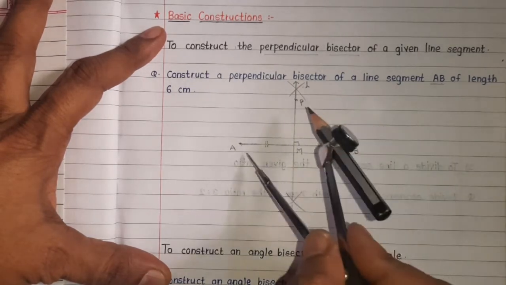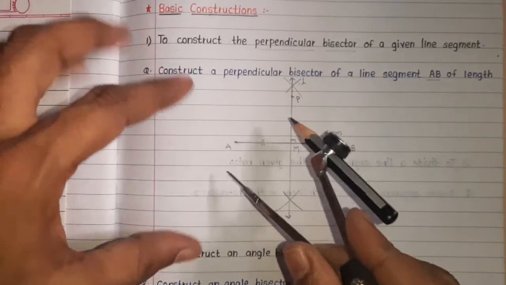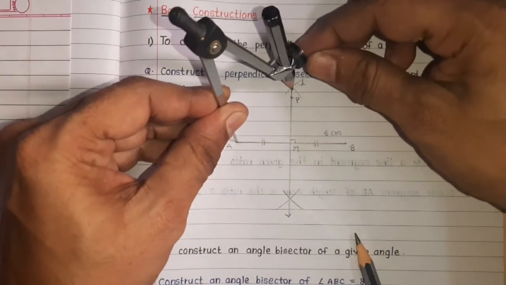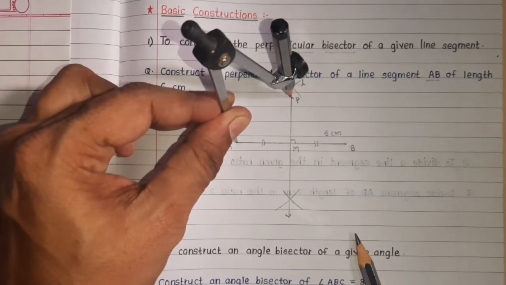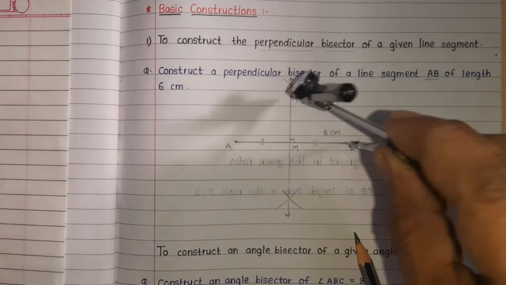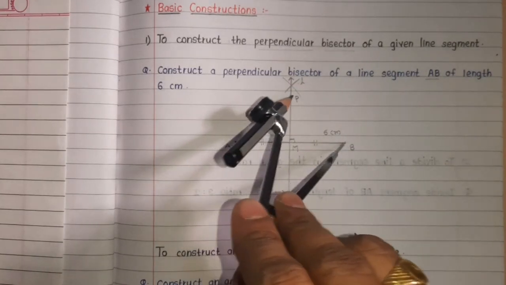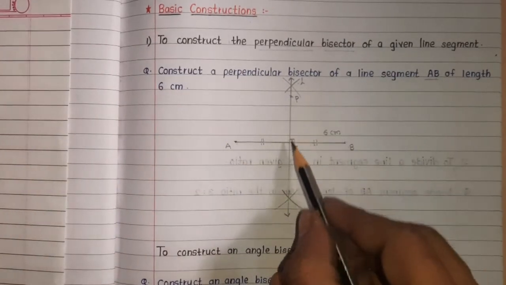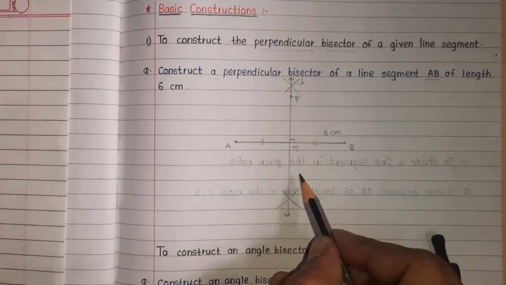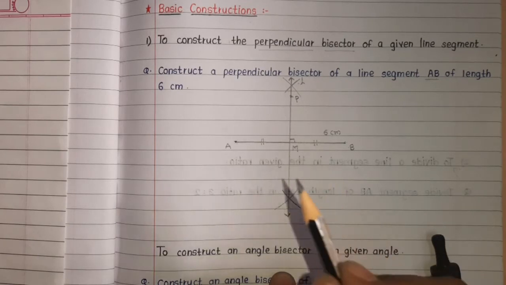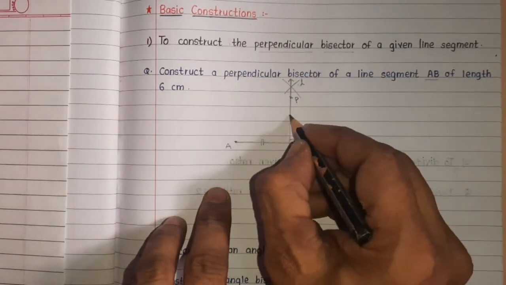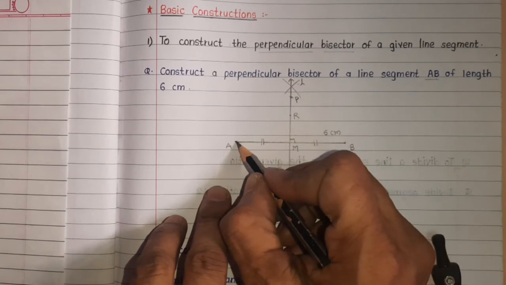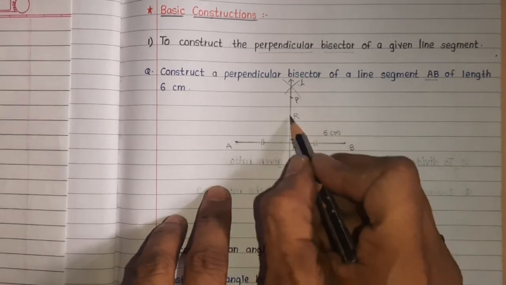See here, I take distance AP. Suppose it is like this. I put the metal point at A and the pencil point over here, this distance AP. Now see, the same distance will be PB. That means if I take any point on this perpendicular bisector, that point is equidistant from the end points of that segment. Suppose I take point R here, then the distance of point R from A and the distance of point R from B are the same.